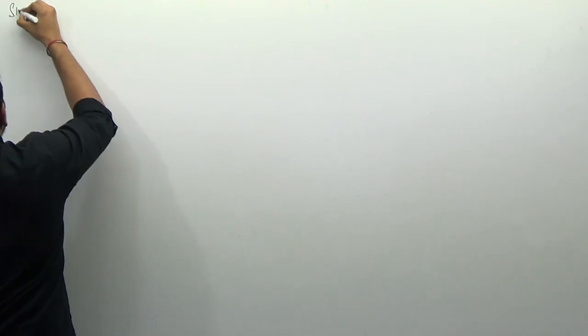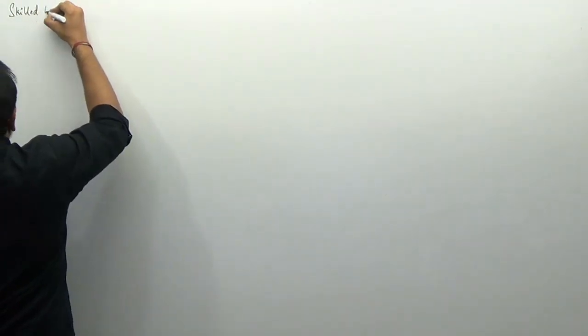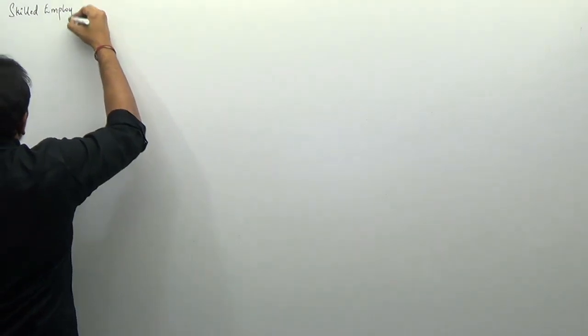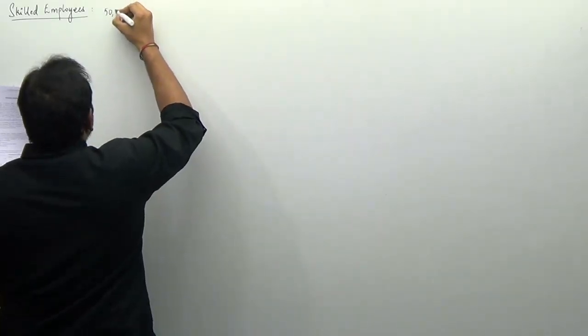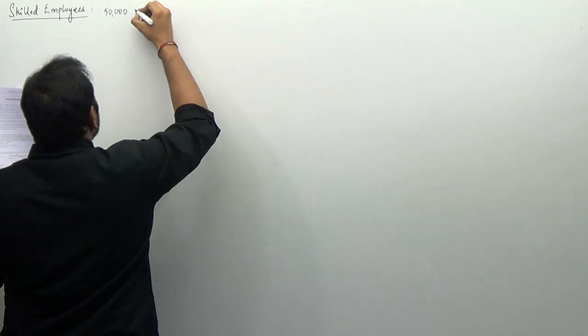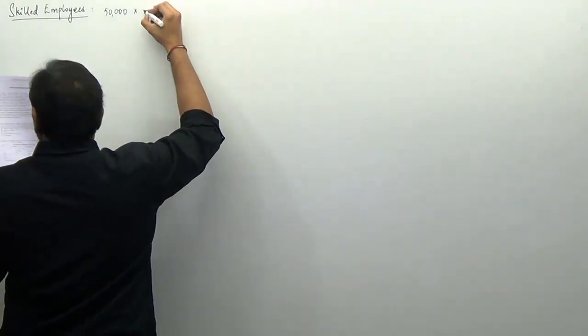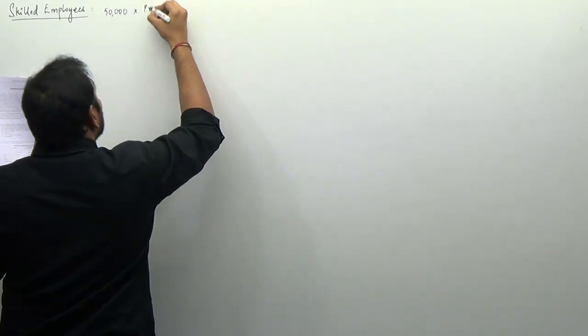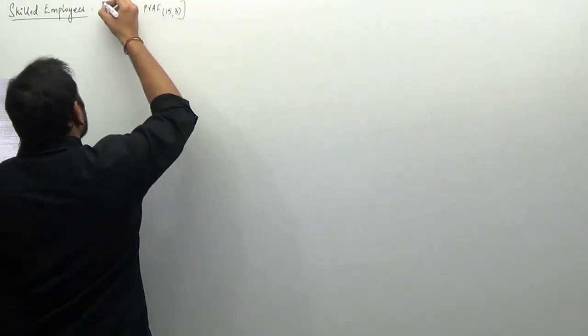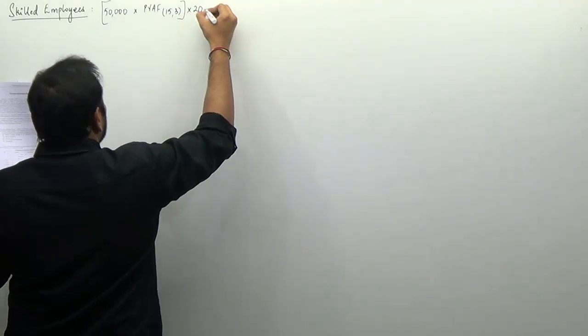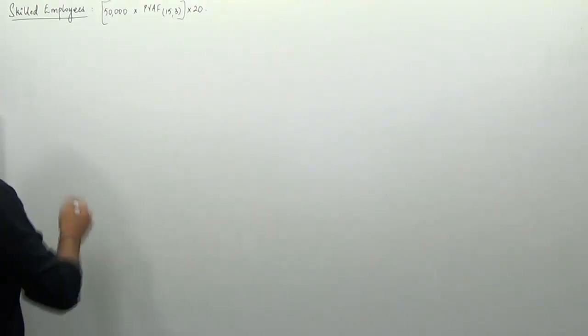Now first I'm finding out for the skilled employee. What is the average annual earning? 50,000. And his age of retirement is 65. Average age is 62. 3 more years to go. How do you value it? 50,000 into PVAF 15% for 3 years, into the number of employees, which is 20. This will give you the value of skilled employees.